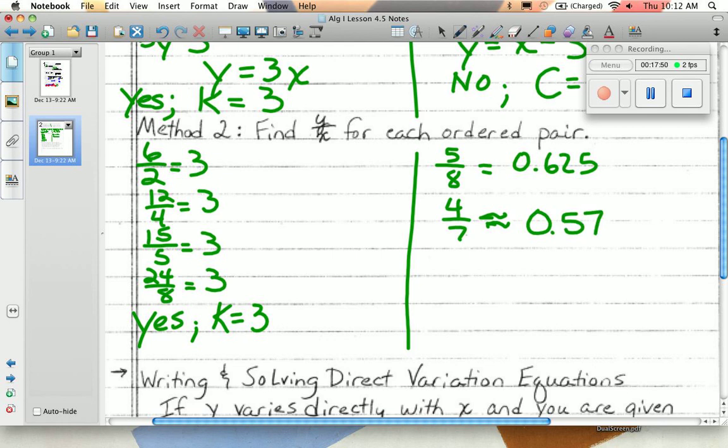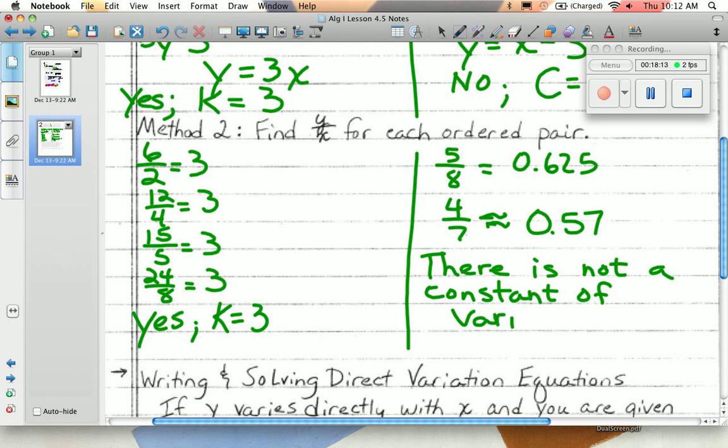Can we stop right there? Yep. Because what have we just proved? Not constant. Yes, there is no constant of variation. So let's put that in our notes. That's how we would say it. We'd show it already broke down, so we would say there is not a constant of variation. In other words, we would not be able to identify a k value. So you can use one method or the other, whichever one you think will work better for you.